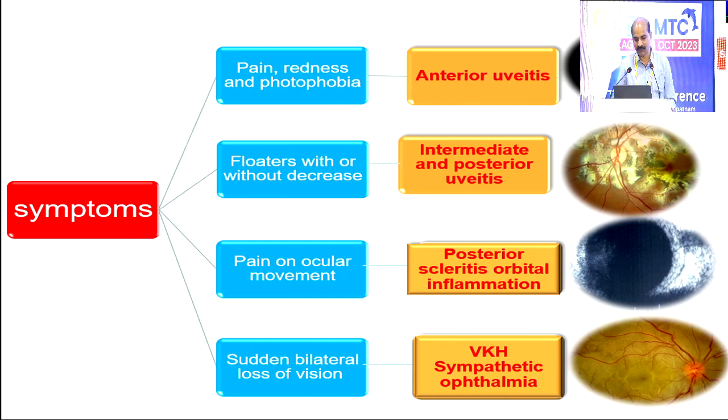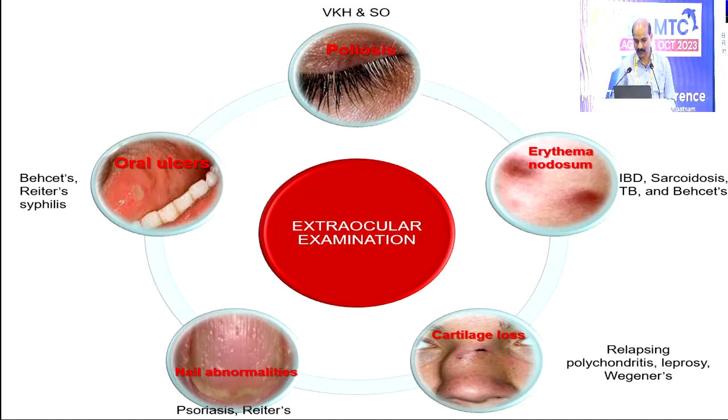If the patient presents with pain, photophobia and redness, it is more of anterior uveitis. If he comes with floaters and decreased vision, it is more of intermediate and posterior uveitis. Pain on ocular movement, think in terms of posterior scleritis. Sudden bilateral vision loss is more in terms of a bilateral inflammatory condition like VKH or sympathetic ophthalmia. On extraocular examination, if the patient has poliosis, think in terms of VKH and sympathetic ophthalmia.